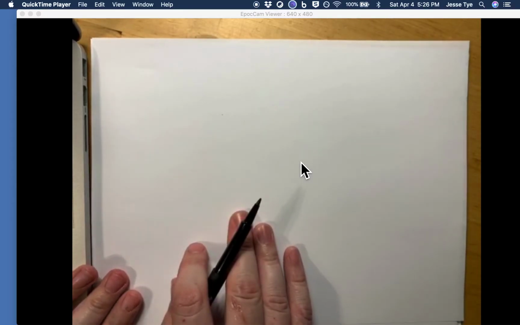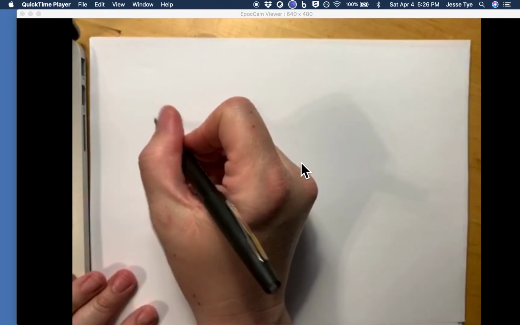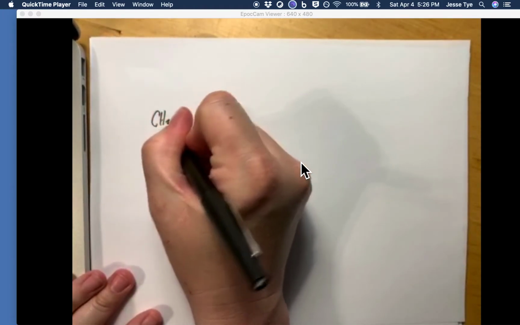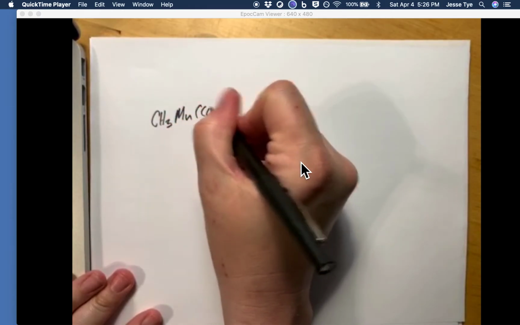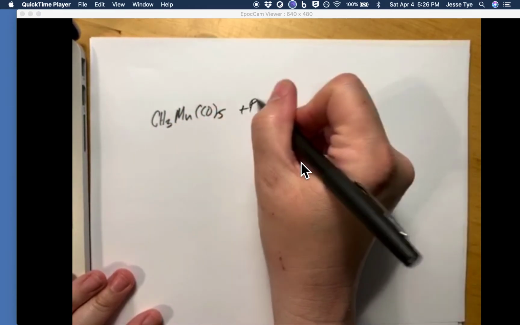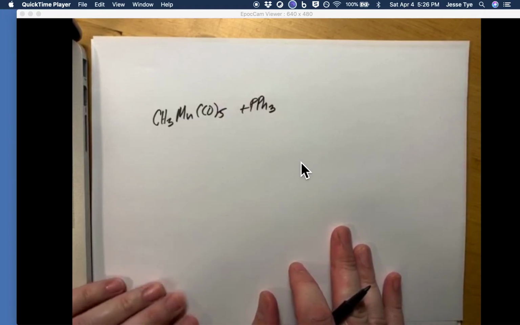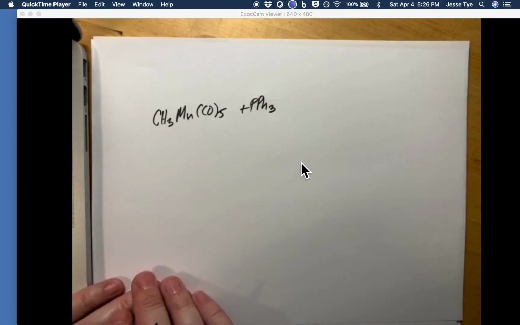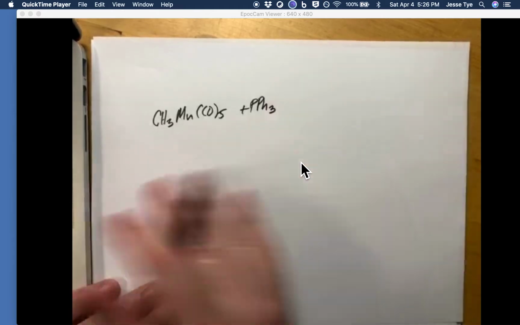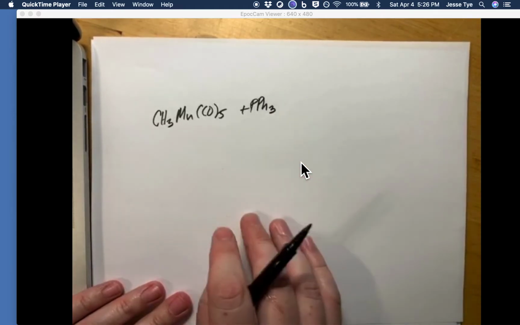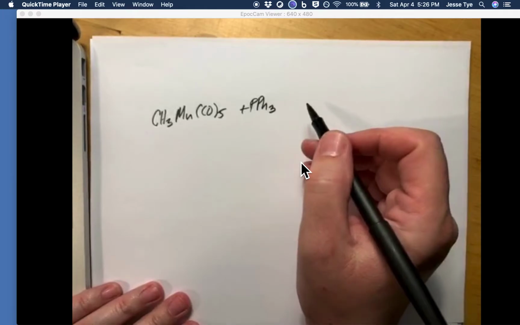All right, first we'll talk about some of the problems that were on the first set of PowerPoints that I went over. One of the problems that you were asked is for the reaction of CH3Mn(CO)5 plus PPh3, to show the steps of that reaction. I was happy with either answer for this. You could show the 3D structure, or you could start just with formulas. Either one of those would be fine.